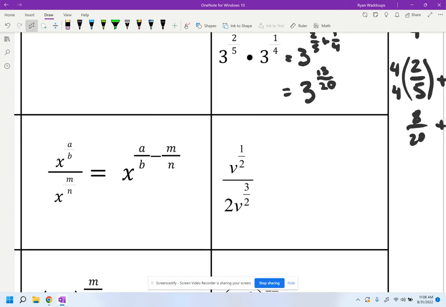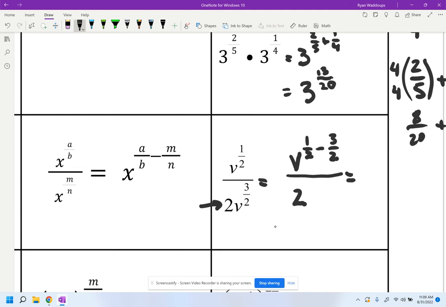When you're using rational exponents, the same thing applies. You subtract the exponents. In this case, I'm going to have v to the 1/2 minus 3/2, and that's all over. This 2 stays down in the denominator because it's not part of the base of the exponent 3/2, so it stays down there.